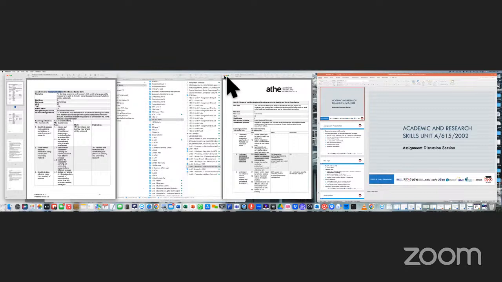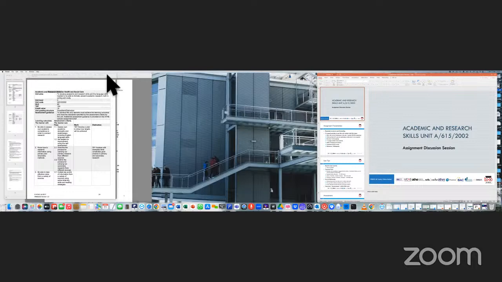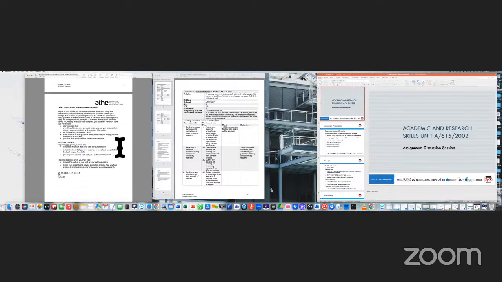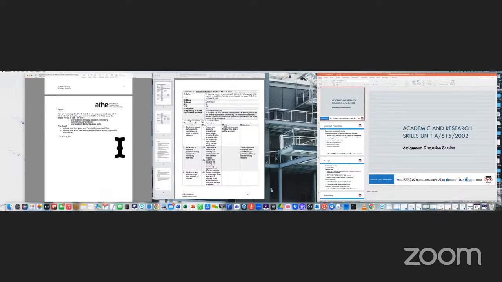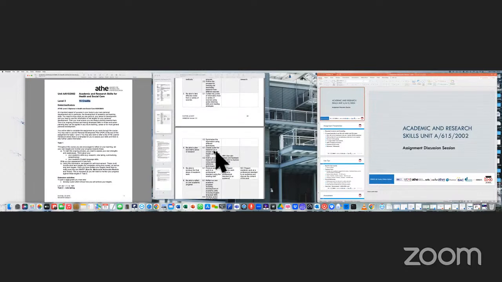Now, for the ones who are doing the newer version, obviously they will do 2 assignments because they are 2 different units. For the ones who are doing the academic and research skills, which is the old version of the course, are going to be looking at attempting 1 assignment, and that will cover both the parts. And there are 4 tasks in it, covering all the 6 learning outcomes for the assignment.